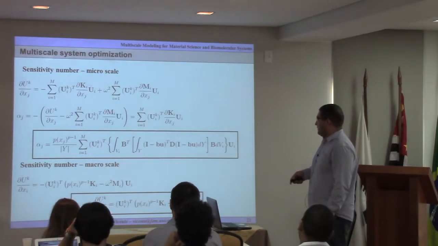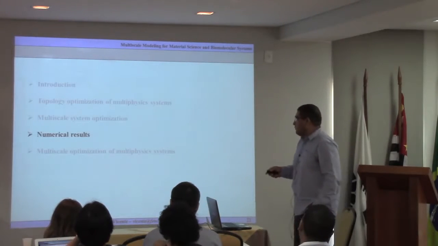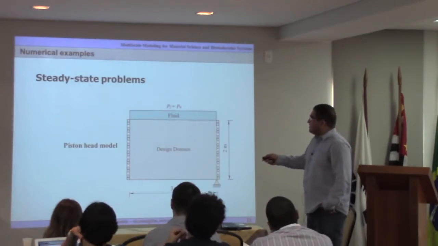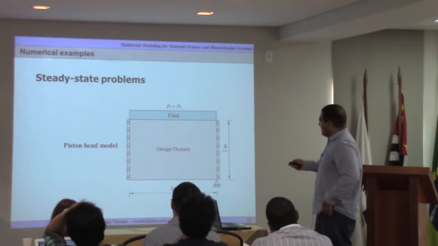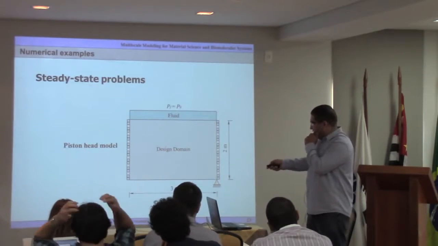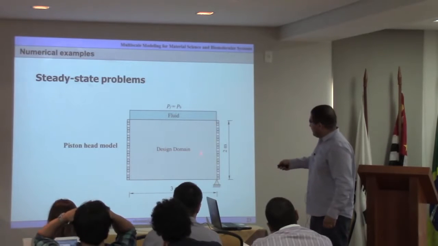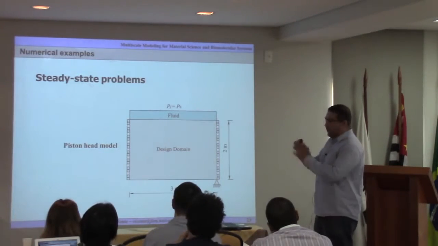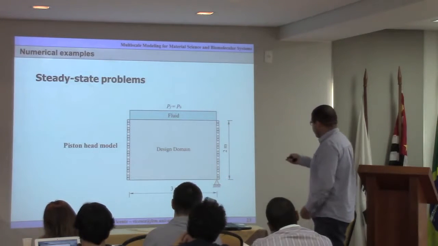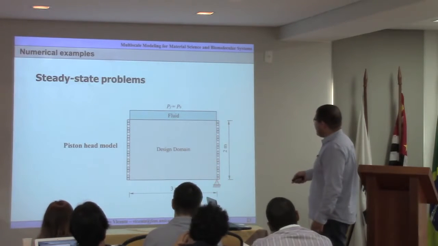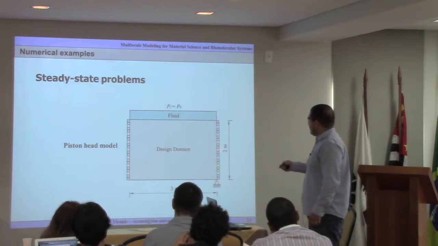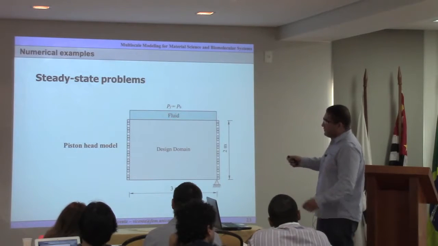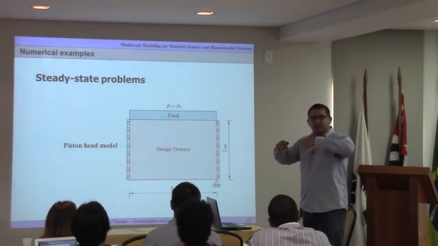and macro scale. Now some numerical results. We can have a steady state problem. So what can this be? For example, here we have a piston rod model. So we have a structure, and due to the symmetry, here it's only the half part of the piston. So it's fixed here and constrained in the x direction. And the fluid is applying a pressure on the structure.